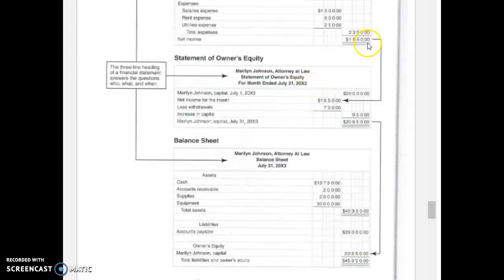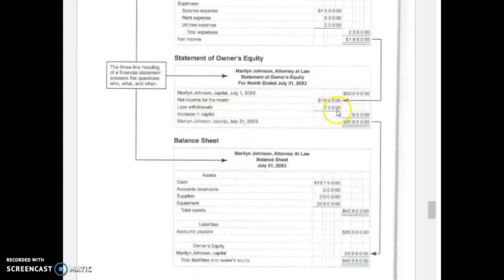So notice also the reason that you prepare the income statement first is you take the information from the income statement and it goes into the statement of owner's equity. So to prepare a statement of owner's equity, you start out with the capital account from the first day of the time period, and then net income for the month, or it would be for the quarter or for the year, whatever your statement says here. Notice your net income comes down here to this amount. Net income for the month, and then less withdrawals.